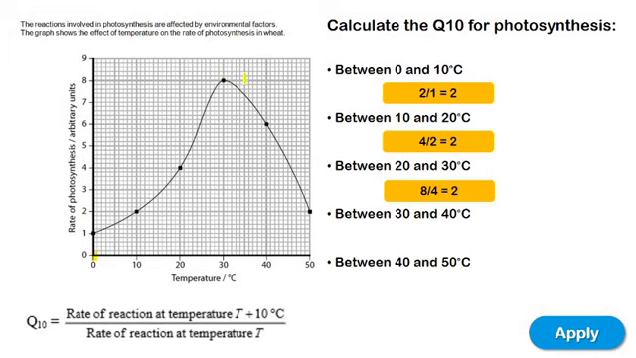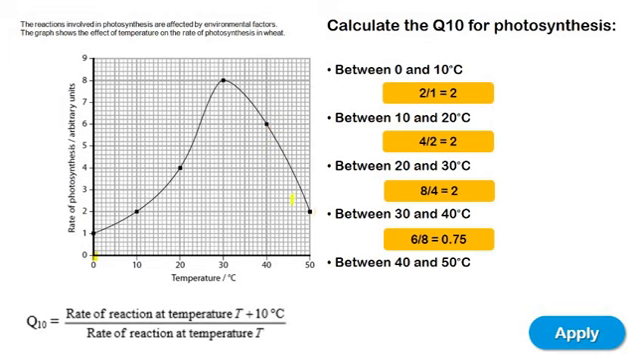Now, so far, we've had the bigger number go on the top. That's not always the case. Whatever the rate of reaction is at the higher temperature goes on top. So in this case, it's 6 divided by 8, and that gives us 0.75. The rate of reaction is decreasing.